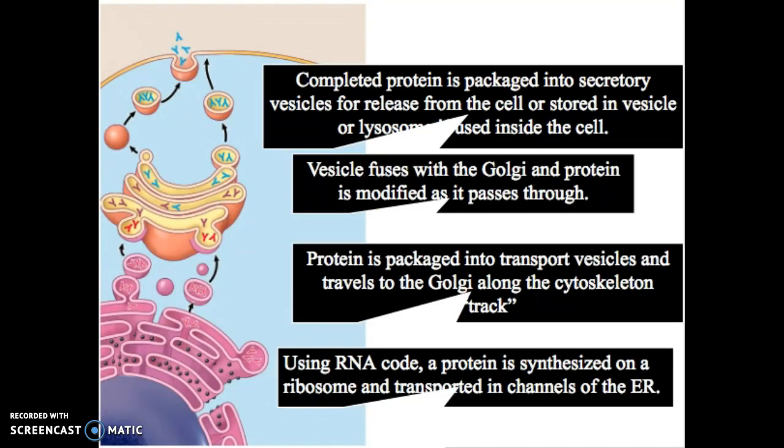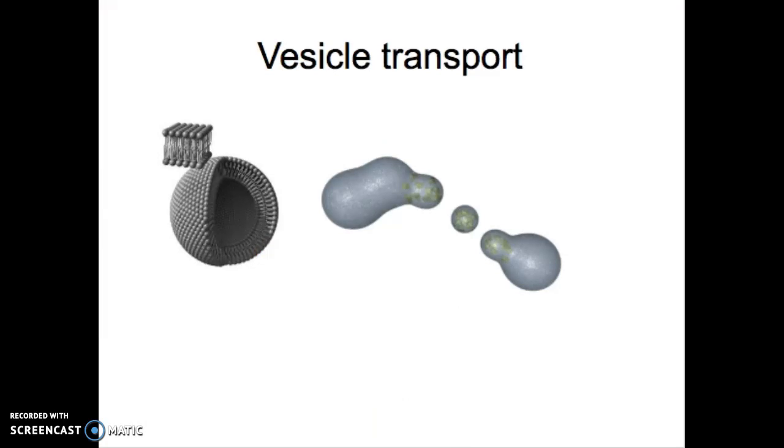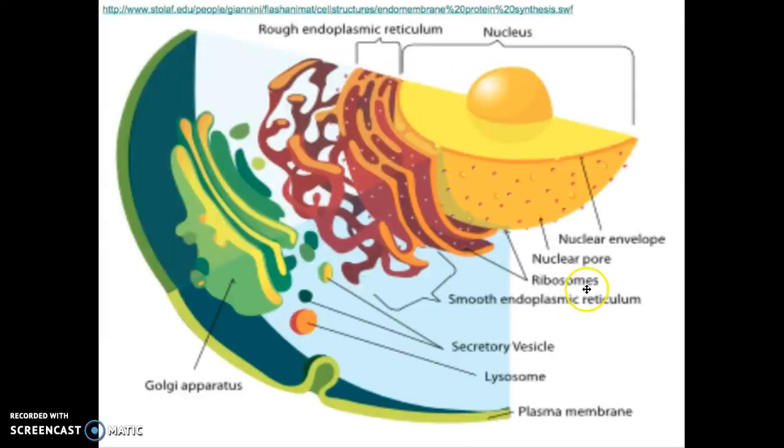All right. Step 4 is that those completed proteins are then packaged into those secretory vesicles for release from the cell, or if they're being used inside the cell, they can be stored or be moved into lysosomes to be digested. So you can see that that's happening here. And then really step 5 is that the secretory vesicle is excreted outside of the cell. Okay, and I didn't put that down, but I can. So these are just some different images of vesicles actually being transported through our system.